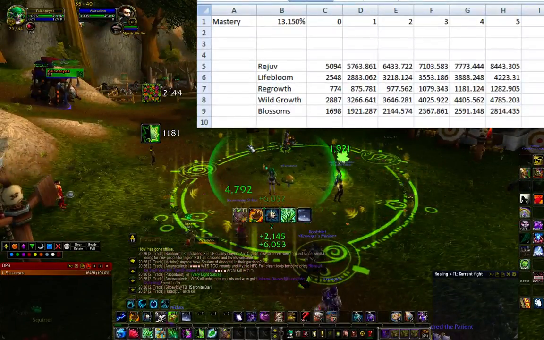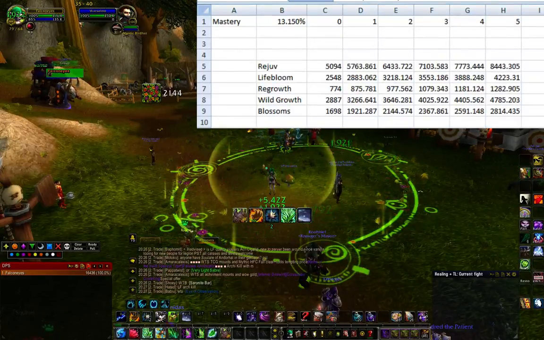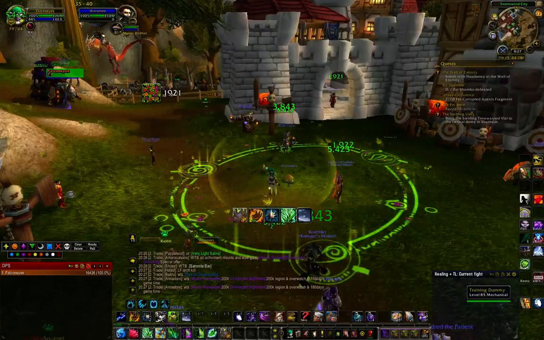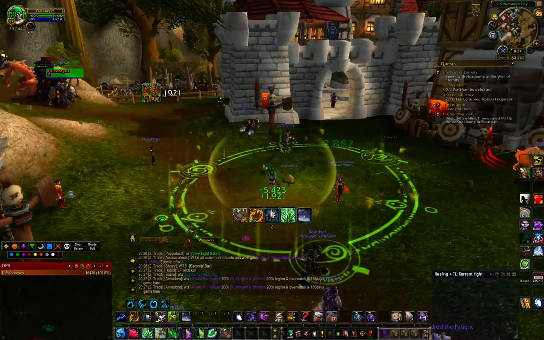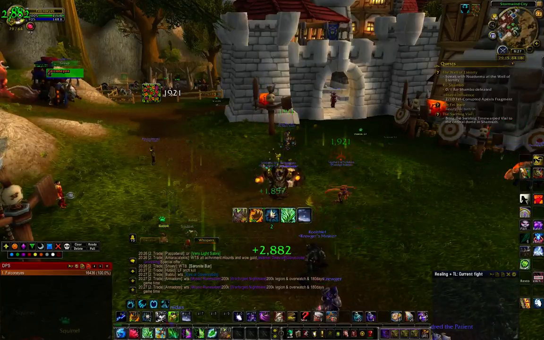According to Icy Veins, mastery is actually behind other stats. Let me turn this off. Mastery is behind other stats, such as it goes haste, then critical strike, then mastery.